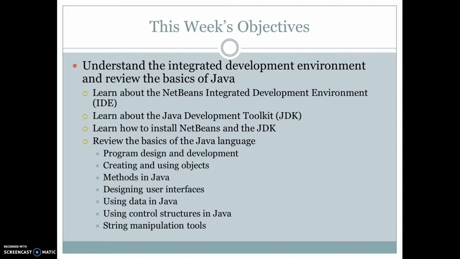The next thing is a basic review of the Java language. While you should have an understanding of Java, it may have been a while since you've used it, so we're providing this material to make sure that everybody is up to speed before we progress into the more difficult portions of this class. As you can see from the list here, the basics: program design and development, using objects, methods, basic user interfaces, data, control structures, and string manipulations are the things that we're going to concentrate on this week when it comes to programming.